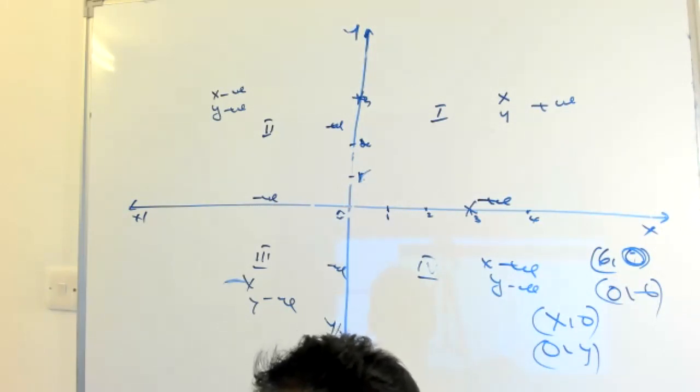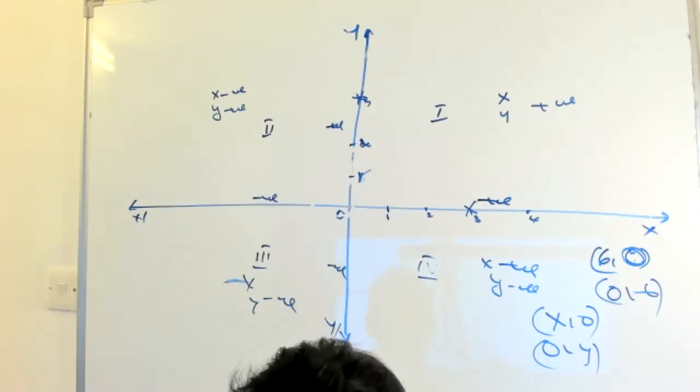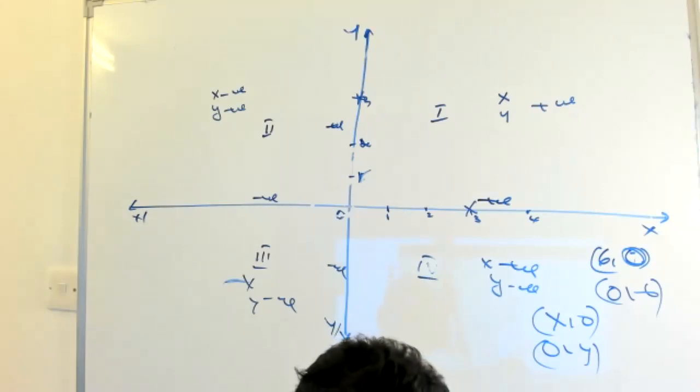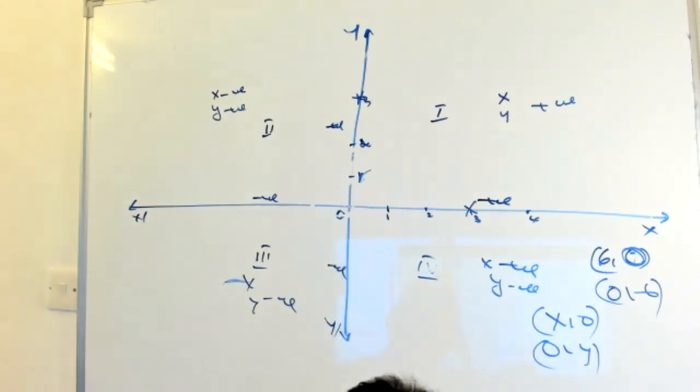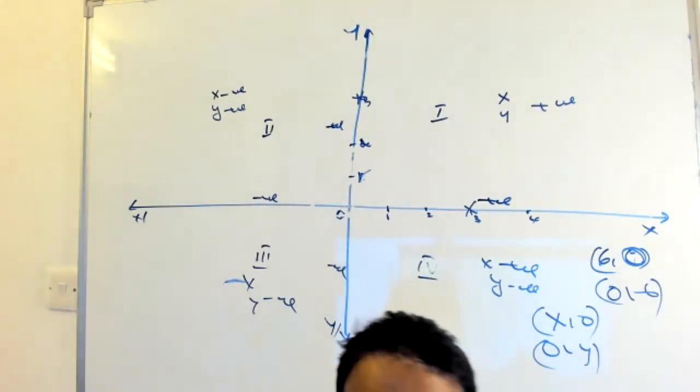(2, 2): first one. (2, 0): x-axis. (0, 2): y-axis. (-1, -1): third one. Okay, (3, 1), next one. (1, 1): first coordinate. (-1, -1): third coordinate. Okay, (-6, -6): third coordinate. Okay, now close it.